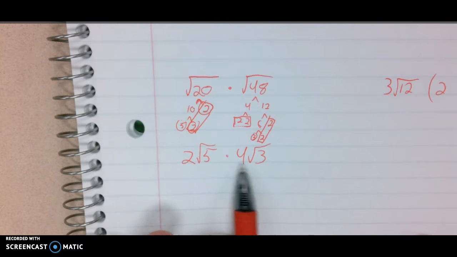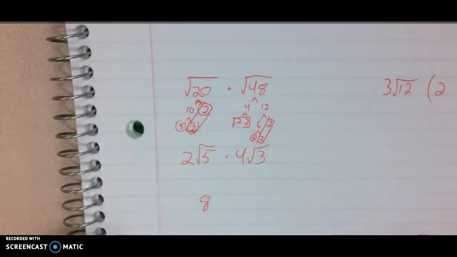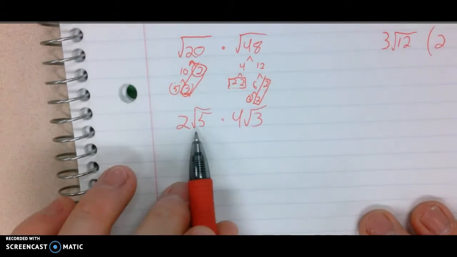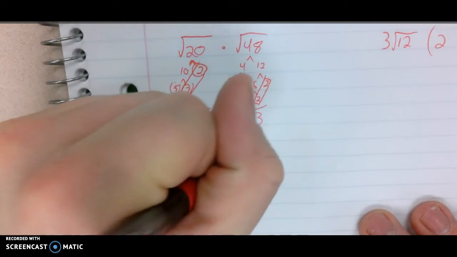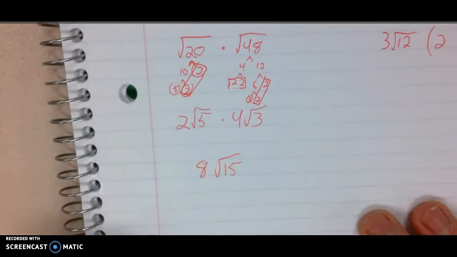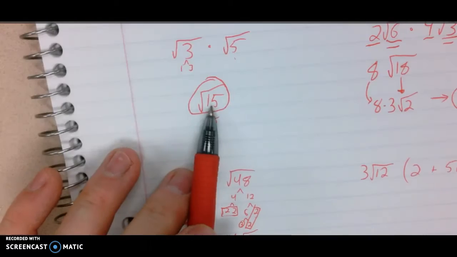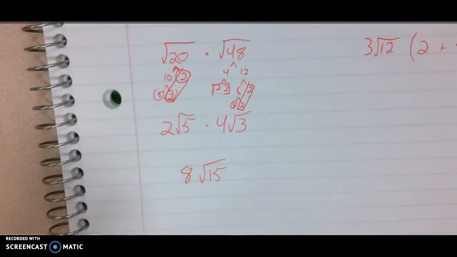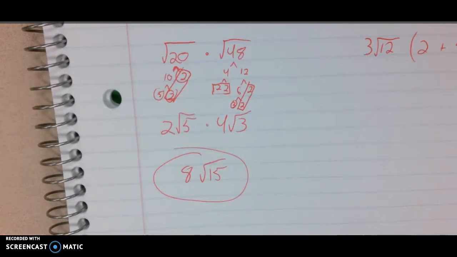So now when it comes time to multiply these together, I've got the 2 and the 4 on the outside. That's 8. On the inside of the radicals, I've got a 5 and a 3. That's 15. And we've already discussed from the first example, 15 cannot reduce, cannot break down. This would be our final answer.